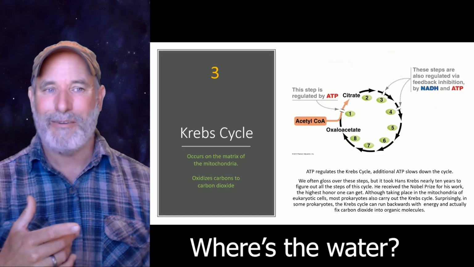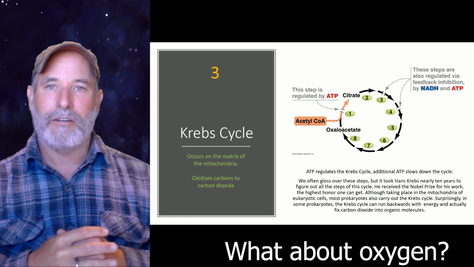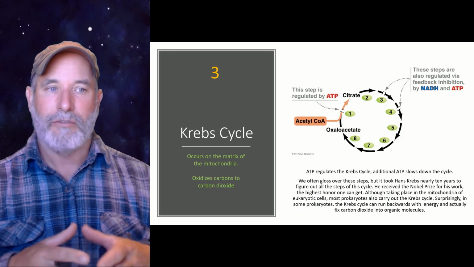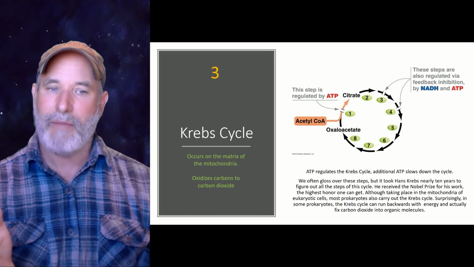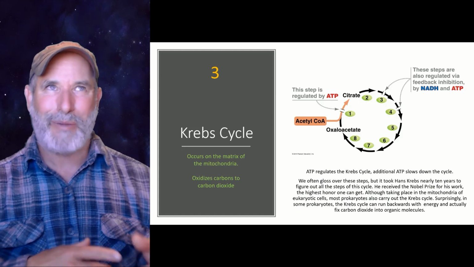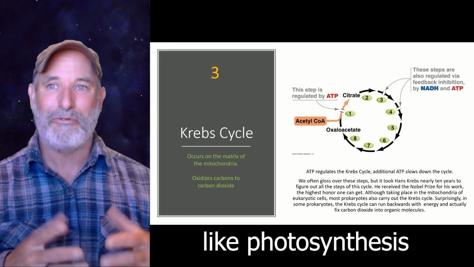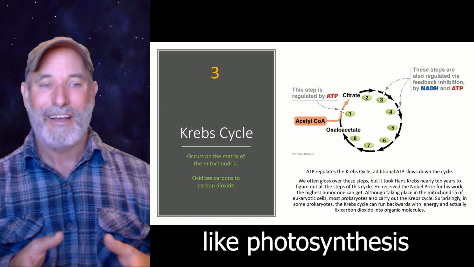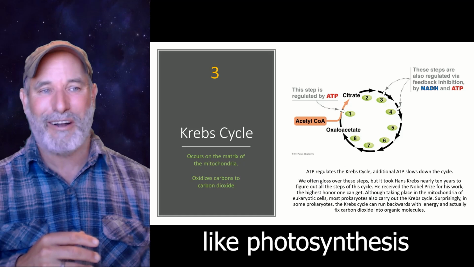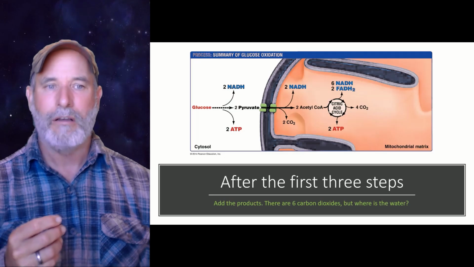Now, a couple things here. We haven't seen water, right? We haven't seen oxygen. Now, interestingly, the Krebs cycle is also regulated by ATP. So if you start getting a lot of ATP, it's regulated by feedback inhibition. And also, interestingly, the Krebs cycle can run backwards in some prokaryotes. If you add ATP to it, you can actually fix carbon dioxide. And it's like one of 4 metabolic processes that we know of that can actually fix carbon dioxide. Pretty wild, isn't it? But that's not what we're going to talk about here. But just keep in mind, we haven't talked about oxygen. We haven't talked about water.